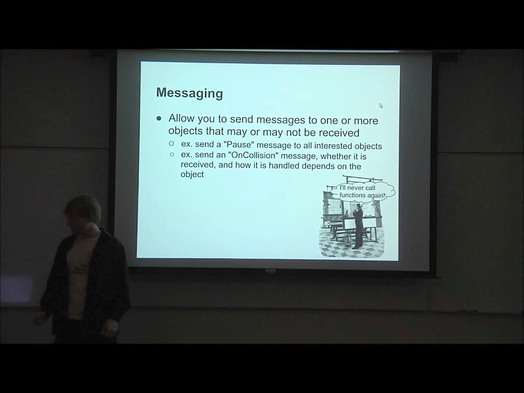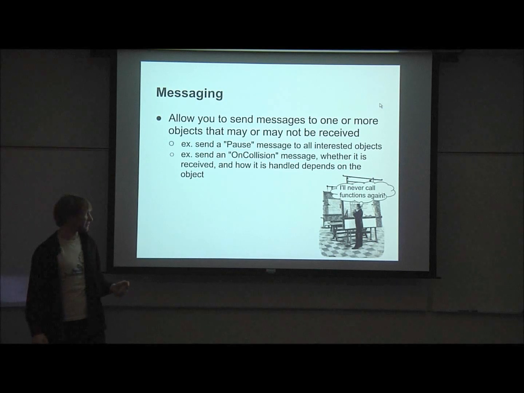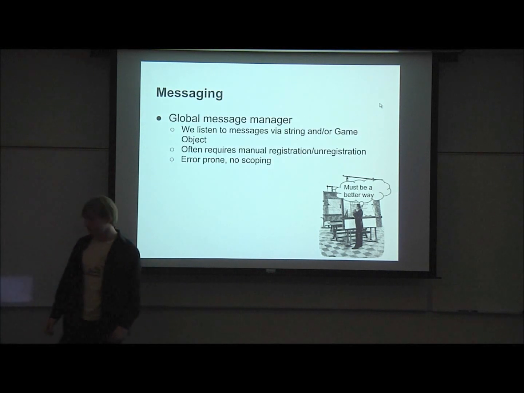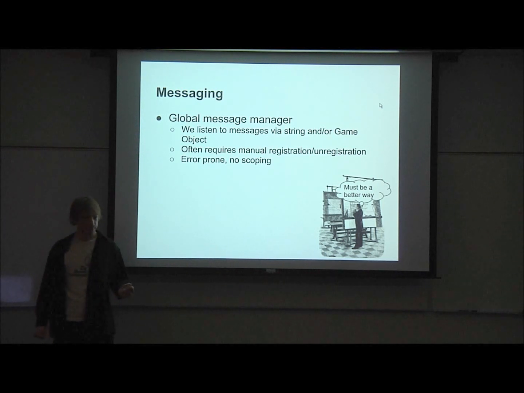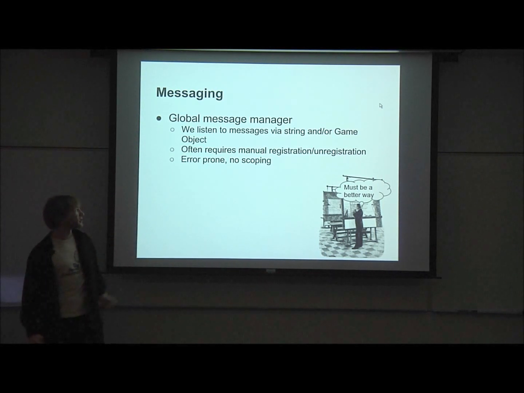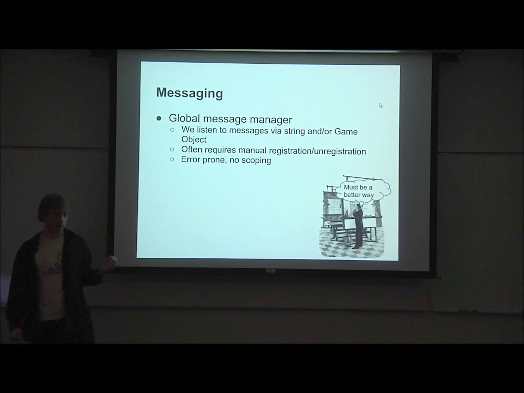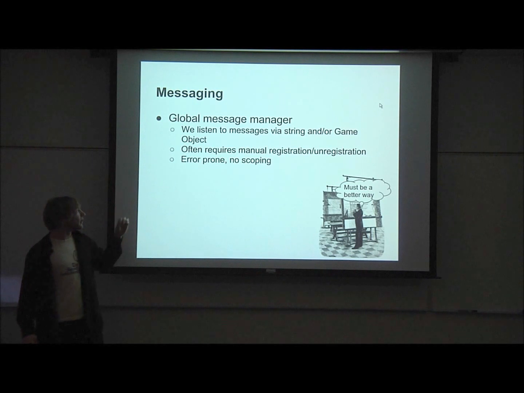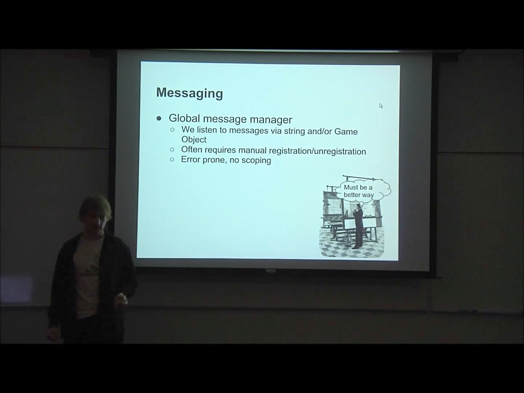Another one would be to send an on-collision message to an object. They may receive it, they may not. What they do depends on the object. This is an incredibly complicated subject, so I can't cover it completely here, but that's a broad overview. What I do want to cover, and this is a little bit more advanced, is a sort of messaging that I see a lot. I did it on almost all my engines. I don't find that it's very good, though. There's some problems with it. I call it a global message manager. I'm not sure if there's a more proper name.